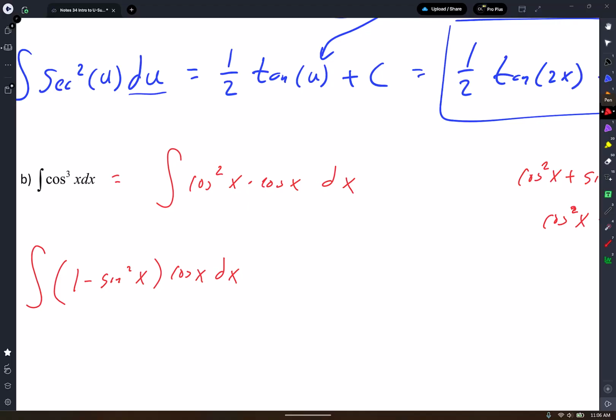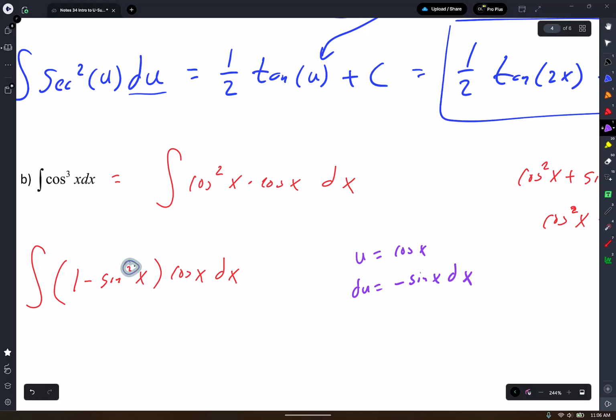So I look at this and I'm like, well, that helped me. Let's do it. Okay, don't write this down. Look, if I make u equal to cosine x, du equals negative sine x dx. Does it look like that will help me? Notice that I have a sine squared there. No. So now, what's the other option? No, not 1 minus sine x. Oh, sine squared x. No.